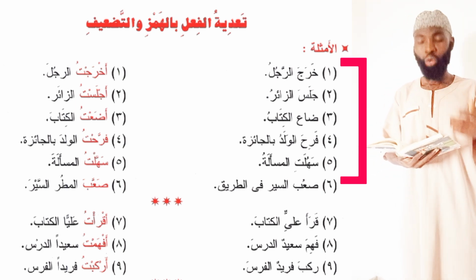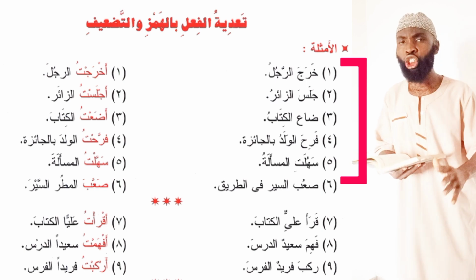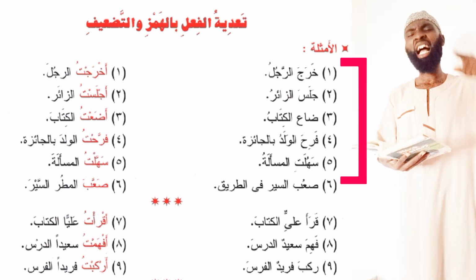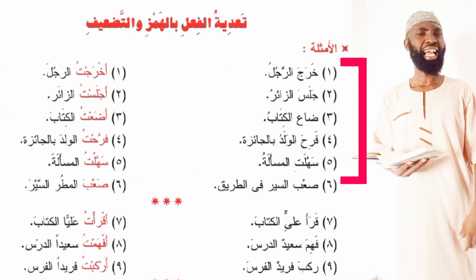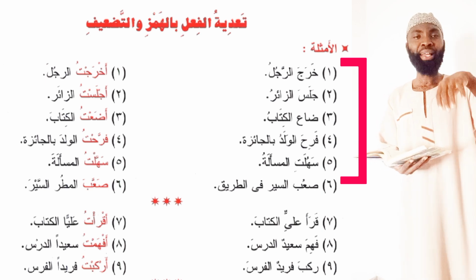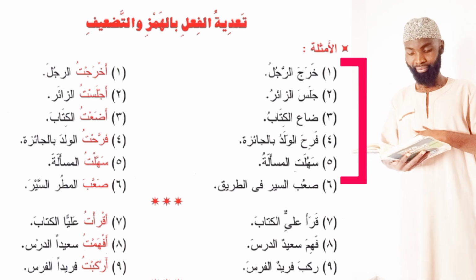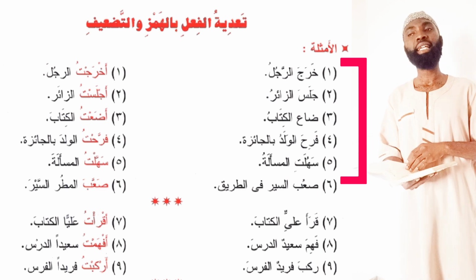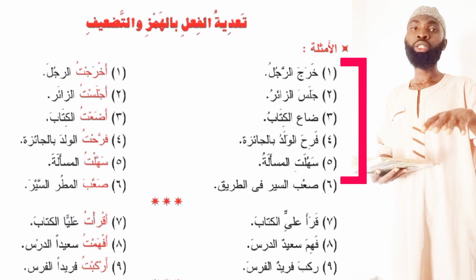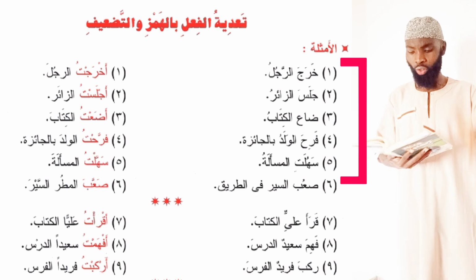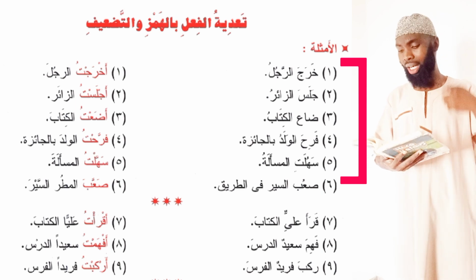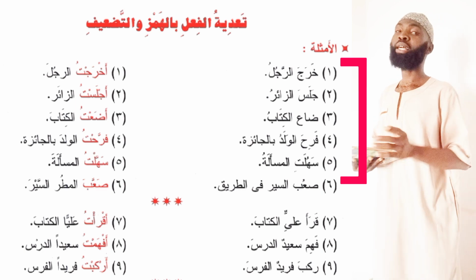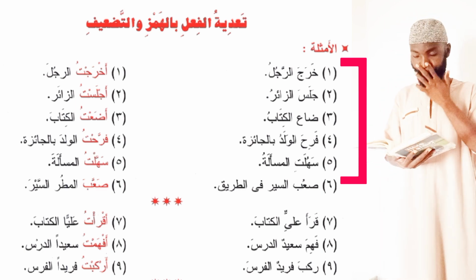Now we have sahulatil mas'alatu, the issue was easy, the matter was easy. I will say sahaltul mas'alata, I made the matter easy. Now we have number 6, sa'uba as-sayru fit-tariqi, moving on the road was difficult. Then we have sa'aba al-mataru as-sayra, the rain made the movement difficult and hard.